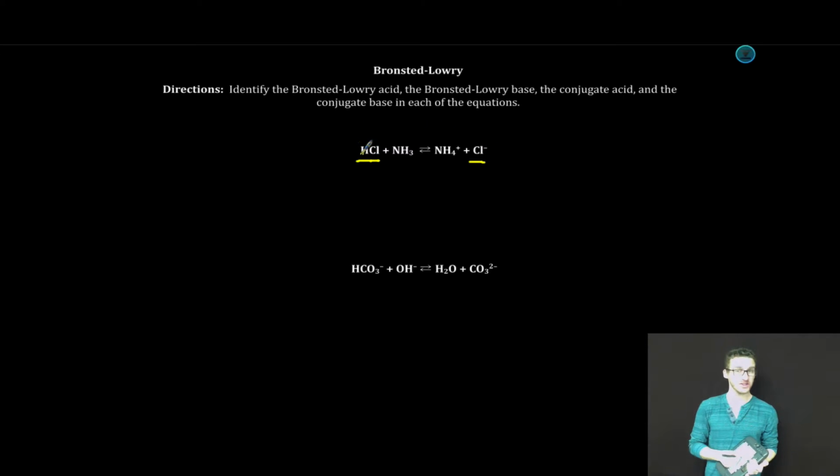In order for HCl to become Cl minus, must it have donated or accepted a hydrogen ion? Answer, donated, which makes HCl a Bronsted Lowry acid and Cl minus its conjugate base, or what remains after the acid donates its hydrogen ion. Now, we can always identify two acid-base conjugate pairs in a reaction.